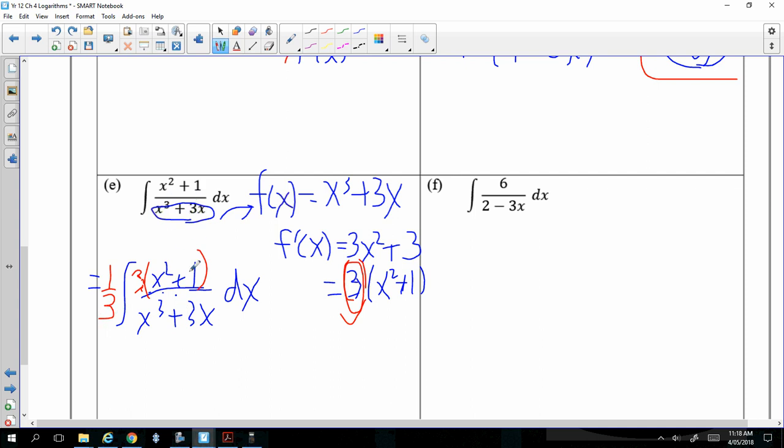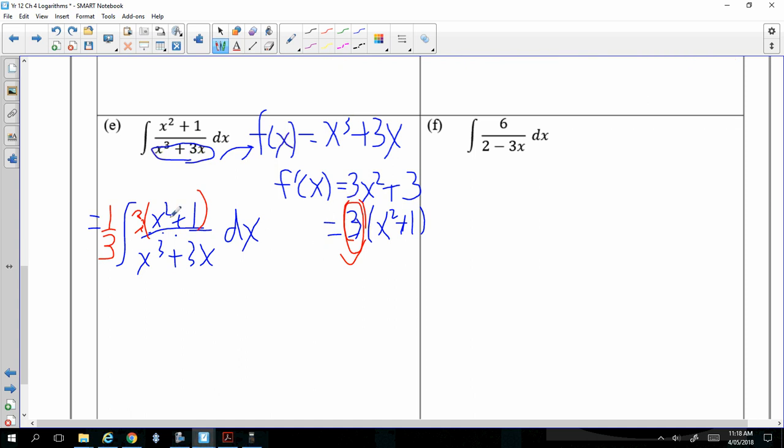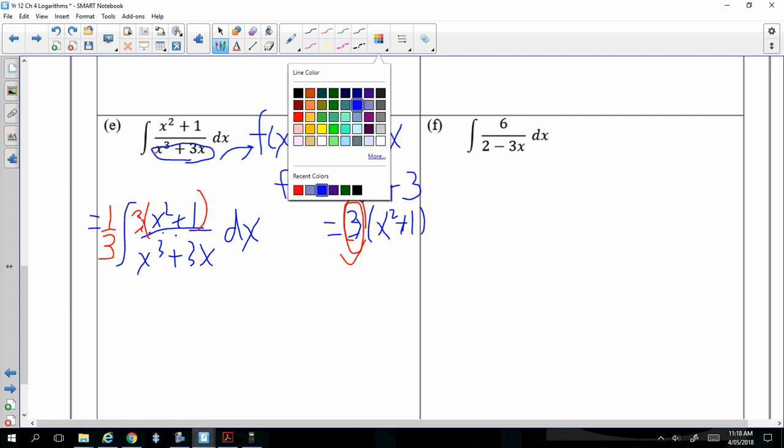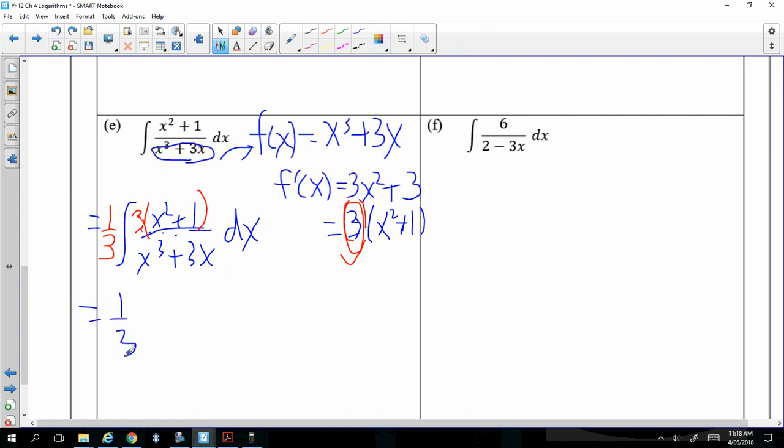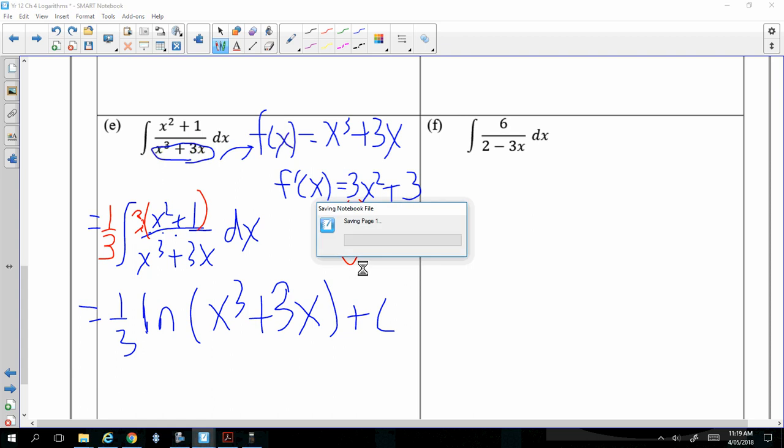But by adding the 3, the numerator is now the derivative of the denominator. So therefore, I can just write 1/3 ln of the denominator. Like that. All right, good. Any questions? You can do the same thing for the next one. Have a try. Differentiate first, see what you need to add.